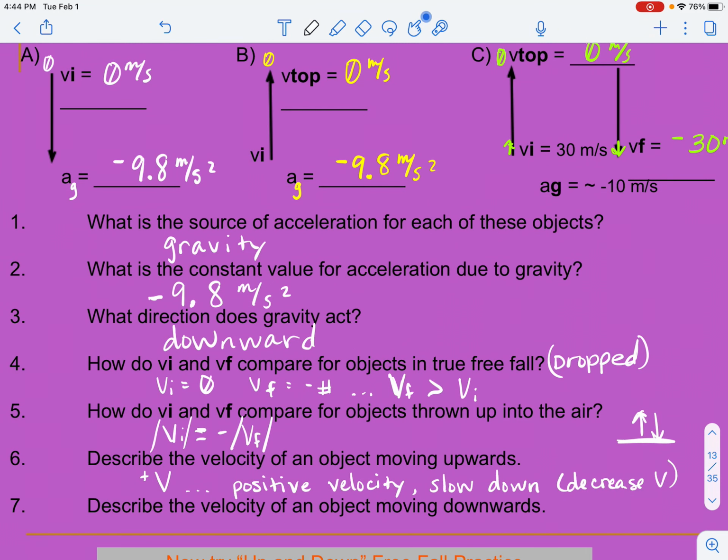Describe the velocity of an object that is moving downward. So if it's in the downward direction, that has to be a negative value for the velocity. So we would have a negative velocity. And the object itself would be speeding up. Or we might say that there is an increase in the velocity while it is moving in the negative direction.